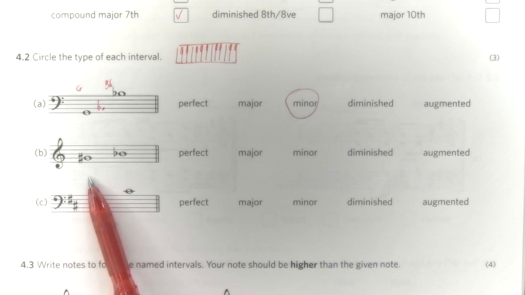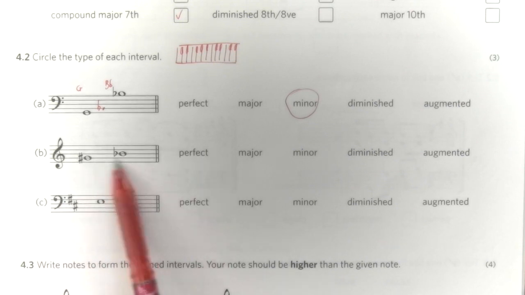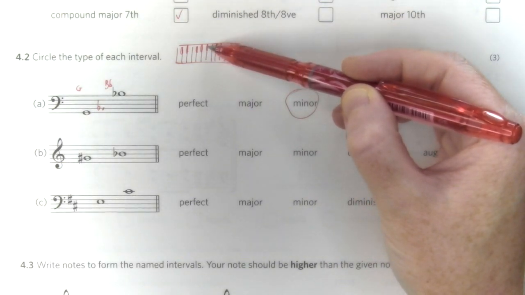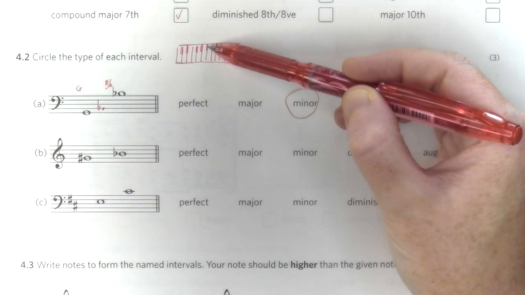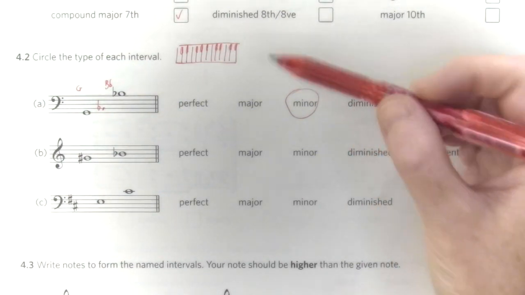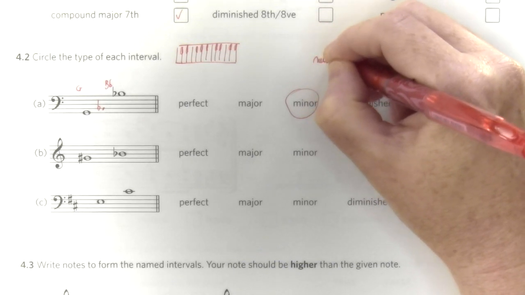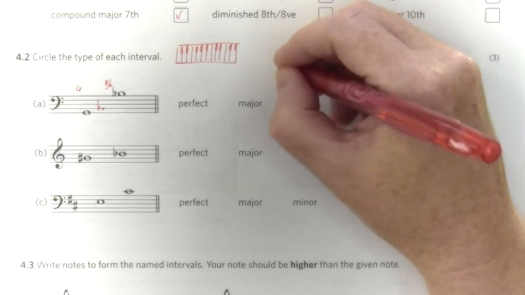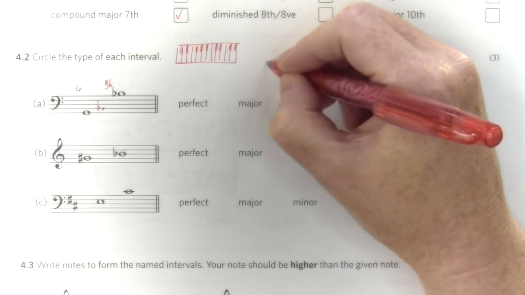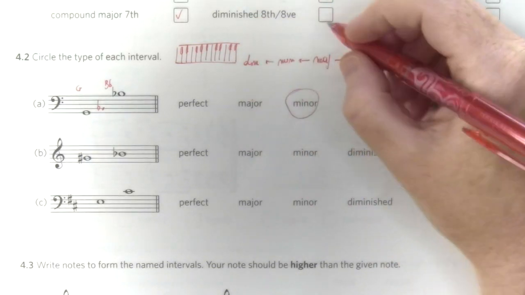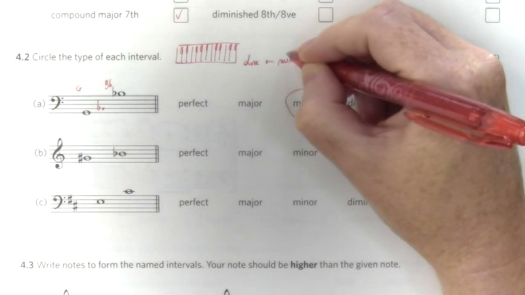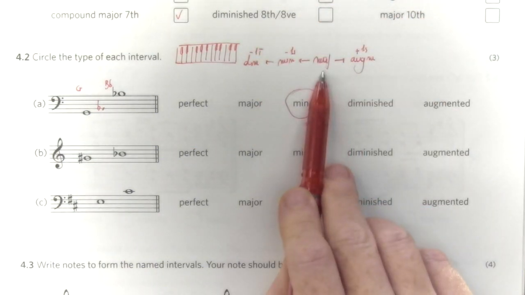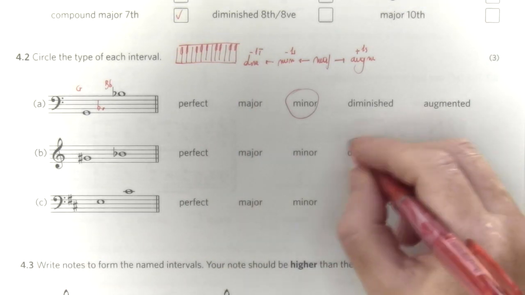Next one, we have sol sharp and B flat. That's another third. Sol sharp, B flat is just 1 tone. So we're missing a tone, not just 1 semitone. So from major becomes minor, becomes diminished. Plus 1 semitone, minus 1 semitone, minus 1 tone. So a major minus 1 tone equals diminished. Here it is.